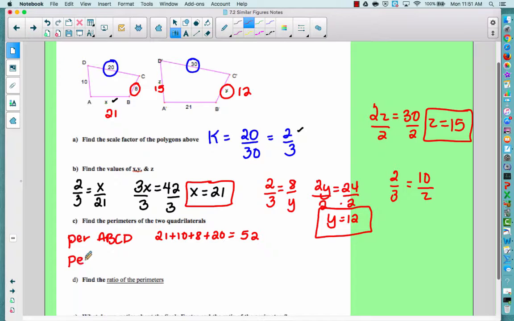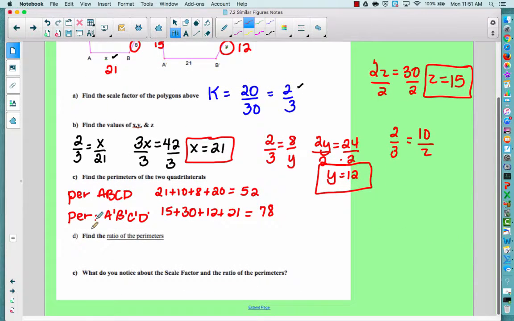Then we're going to do the perimeter of A prime, B prime, C prime, D prime. So we would do 15 plus 30 plus 12 plus 21. And if I add those up, it looks like I'm going to get 78. All right, so we have our two perimeters. Now it says find the ratio of the perimeters. To find the ratio, remember we compare them. So we would do 52 over 78, and then we would simplify.